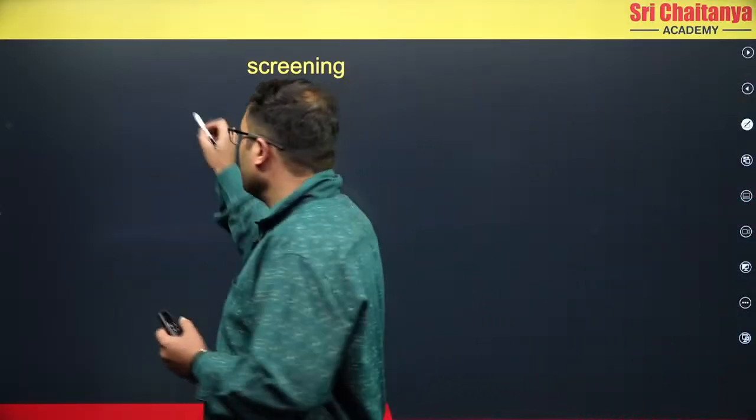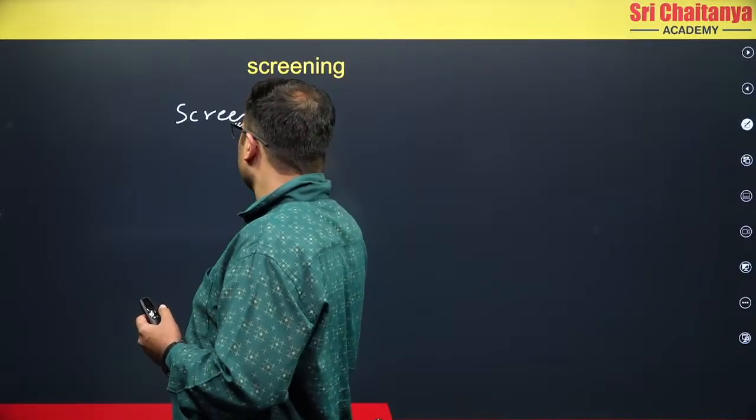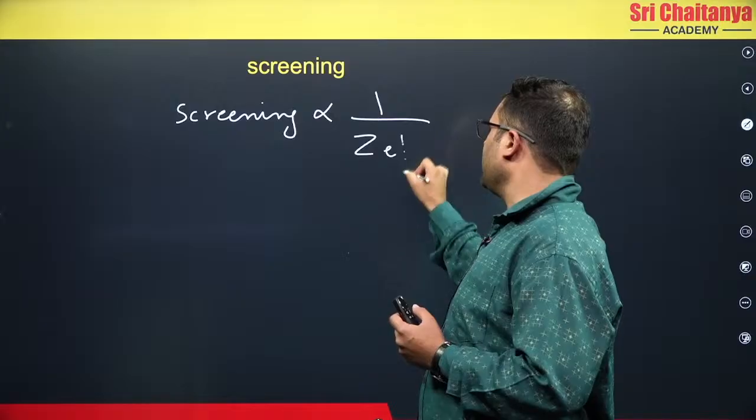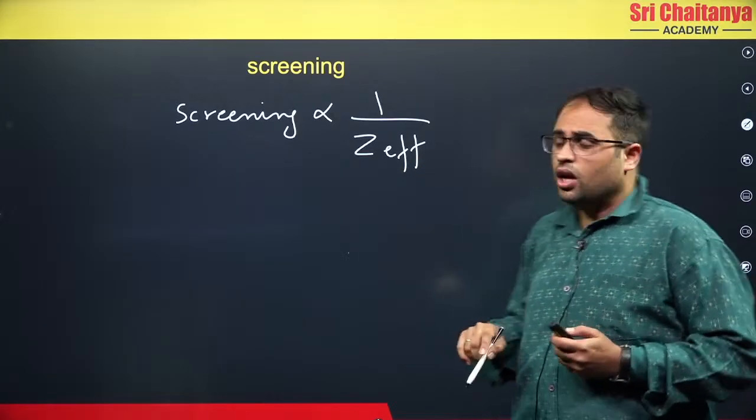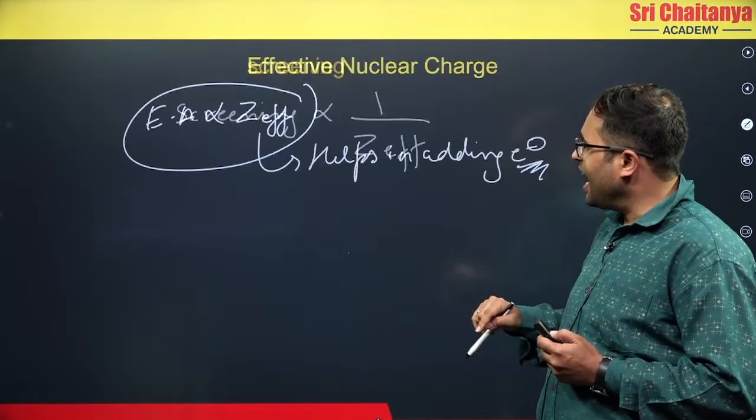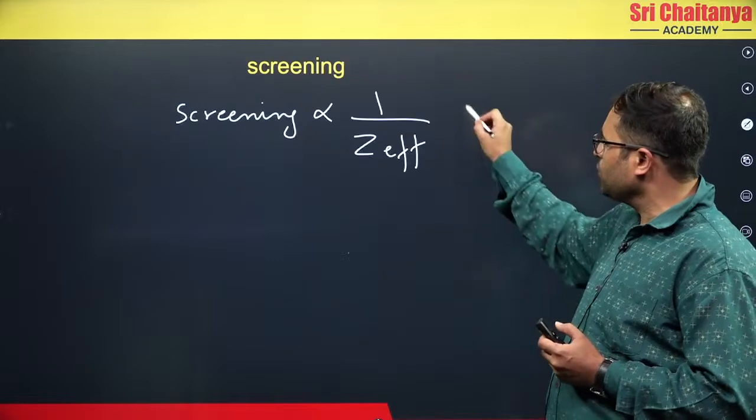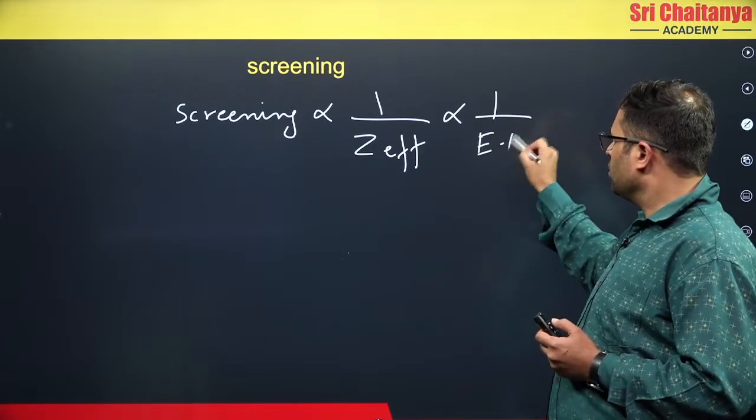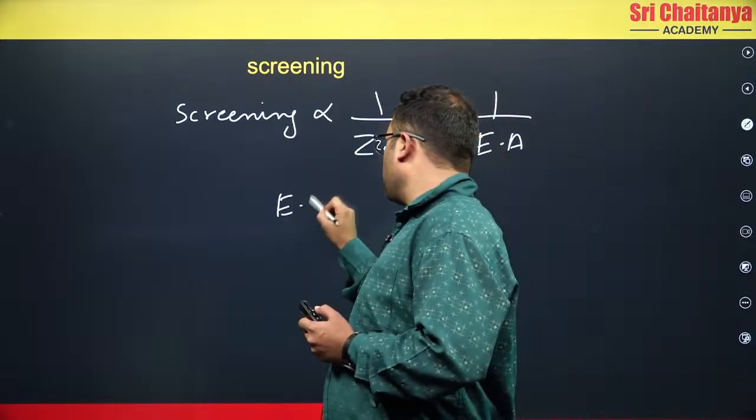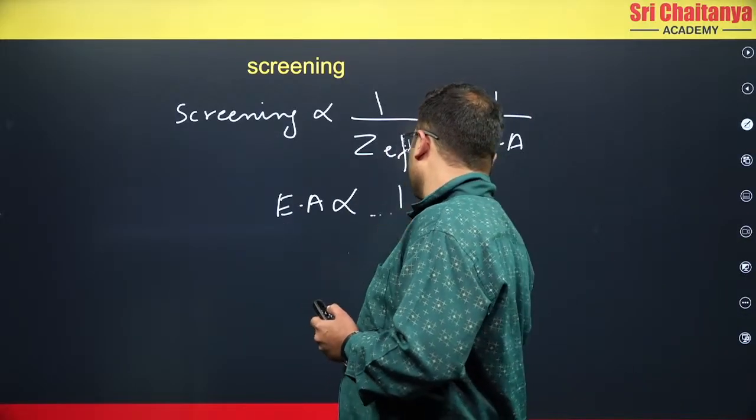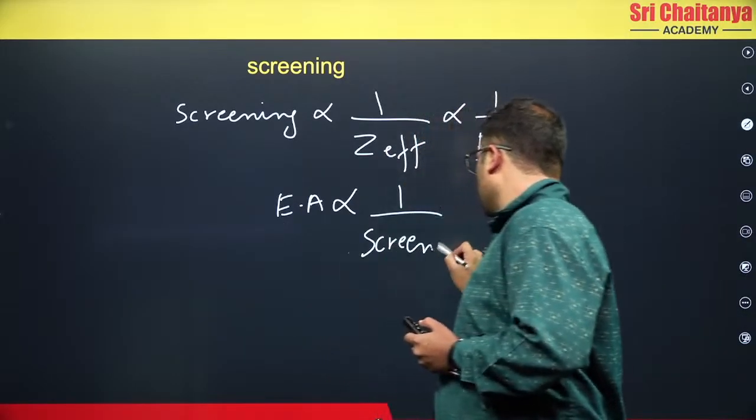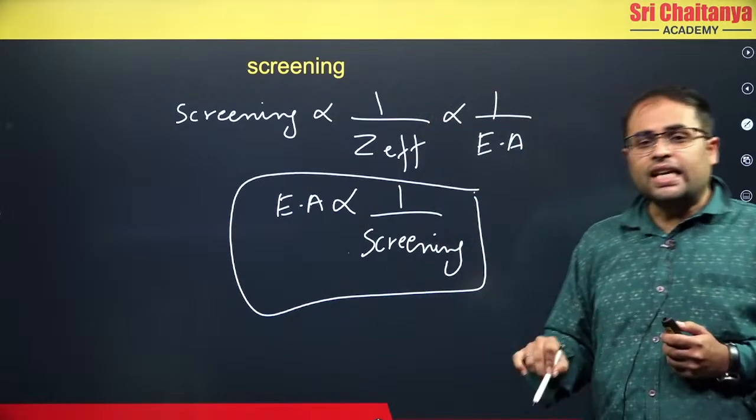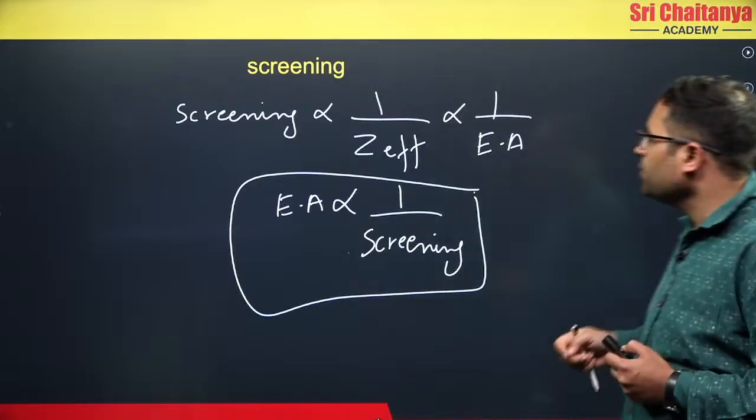Screening means what? We know that screening is inversely proportional to Z effective, right? It will reduce the nucleus's pull. Now because it is inversely proportional and Z effective is directly proportional to electron affinity, so I can also say that electron affinity is inversely proportional to screening. If any one of you do not understand this, please see the previous videos, right?